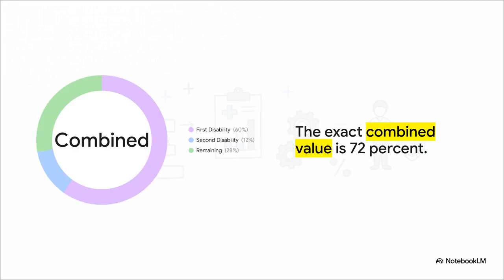Visualizing this calculation makes it so much clearer. See, the initial 60% chunk is taken out first. Then the second disability of 30% only takes a chunk out of the lighter shaded area, the efficiency you had left. It takes a 12% chunk of the whole pie. So you're left with just a 28% sliver of remaining efficiency. Those dark portions combined represent your exact combined value, 72%.